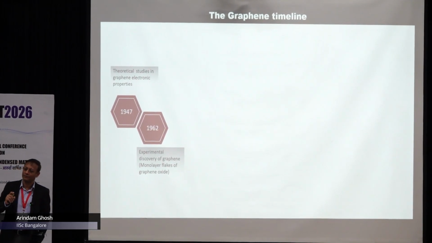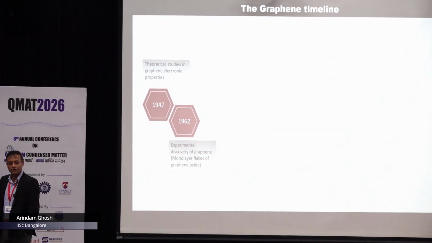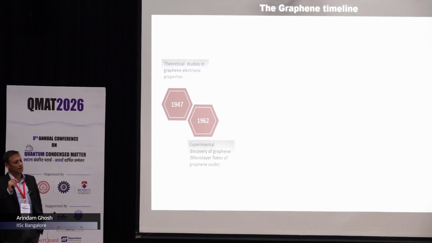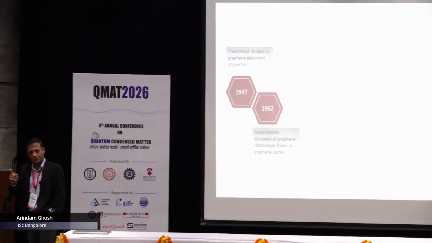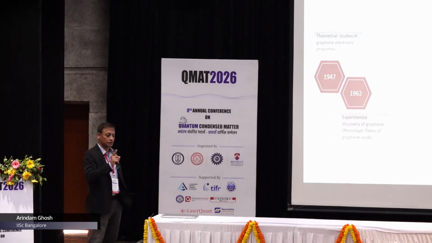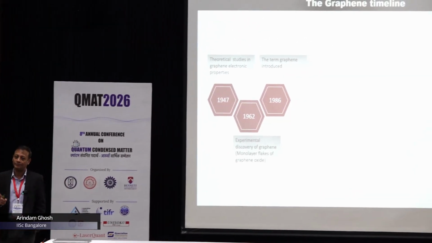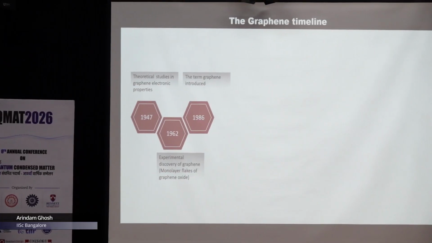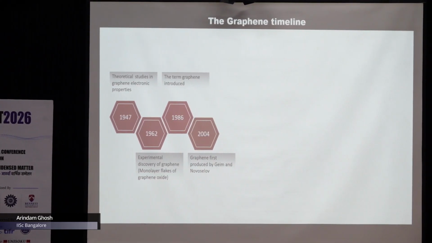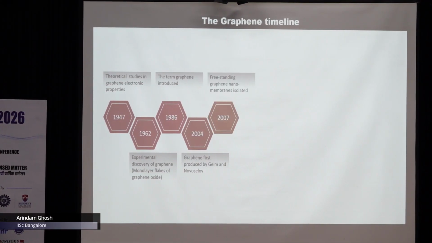But they actually came from graphene oxide. That's when people started seeing that individual layers of graphene can be exfoliated, or separated. But it was not from original graphene, but from graphene oxide. 1986, the first time the term graphene was coined. We then had 2004, the discovery of graphene.